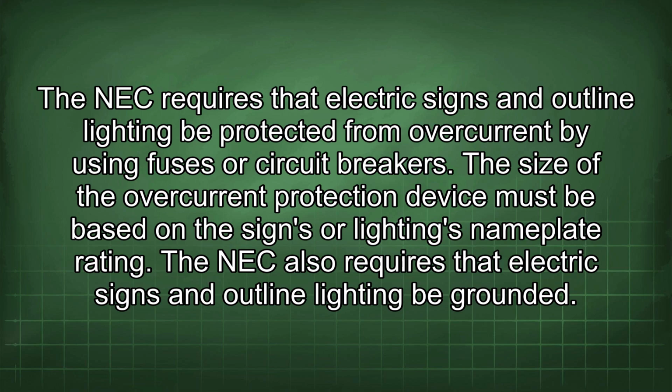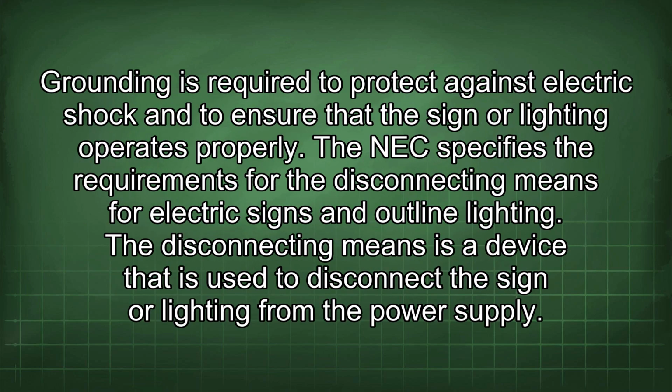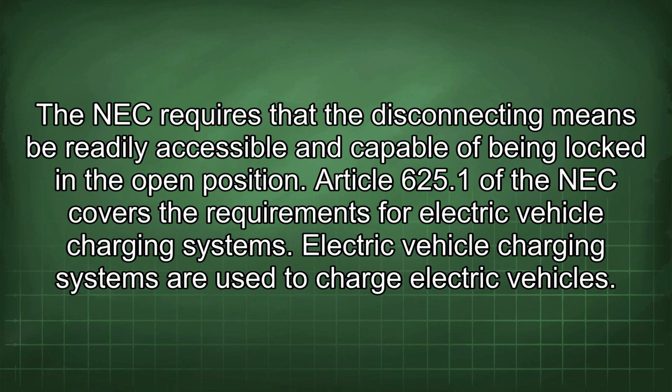The NEC also requires that electric signs and outline lighting be grounded. Grounding is required to protect against electric shock and to ensure that the sign or lighting operates properly. The NEC specifies the requirements for the disconnecting means for electric signs and outline lighting. The disconnecting means is a device that is used to disconnect the sign or lighting from the power supply. The NEC requires that the disconnecting means be readily accessible and capable of being locked in the open position.